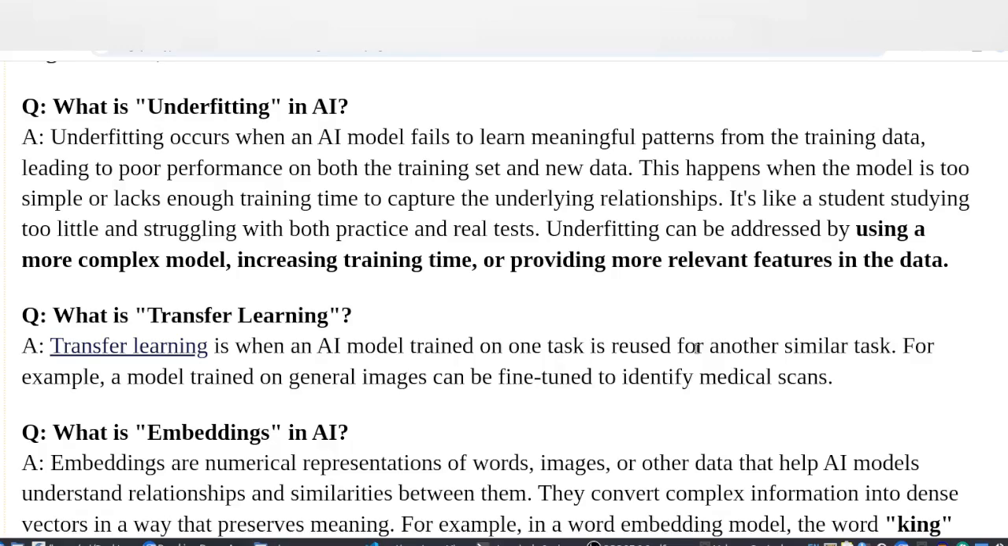Transfer learning is when an AI model trained on one task is reused for another similar task. For example, a model trained on general images can be fine-tuned to identify medical scans. It can help us save a lot of time. We need not do the training fully again.